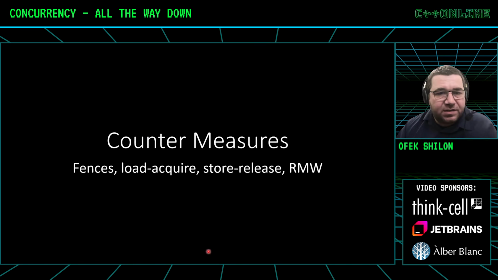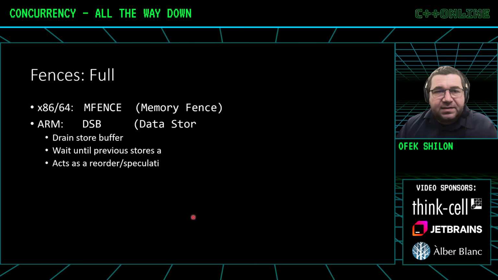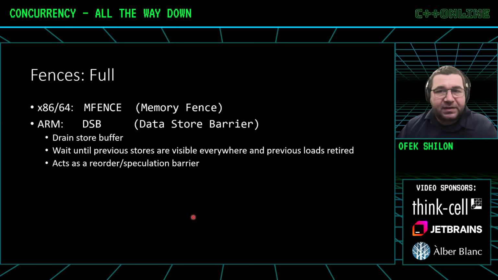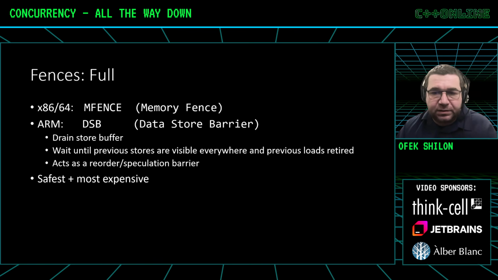Okay, enough problems. Let's discuss some solutions. Let's start with the heavy artillery. mFence on Intel and DSB in ARM are data store barriers. Naturally, there are some subtle semantic differences, but these two are rather similar in operation. They stall, that is, they block until the store buffer on the executing processor is drained, and the stores in flight are settled and visible everywhere. That is, all invalidate requests from the private cache are fulfilled. It prevents reordering across the fence and speculative execution across the fence. And this essentially tells the processor, stop the world until everything before me is done. This is the safest and, of course, most expensive tool available to you.